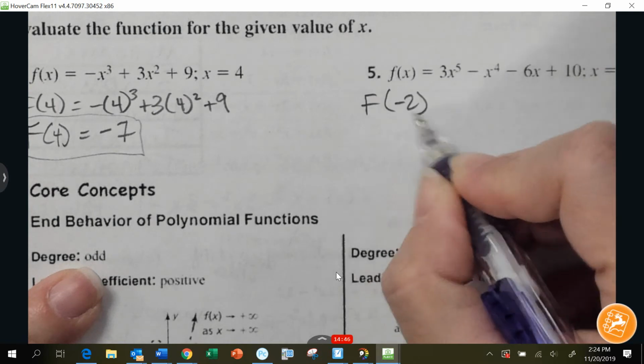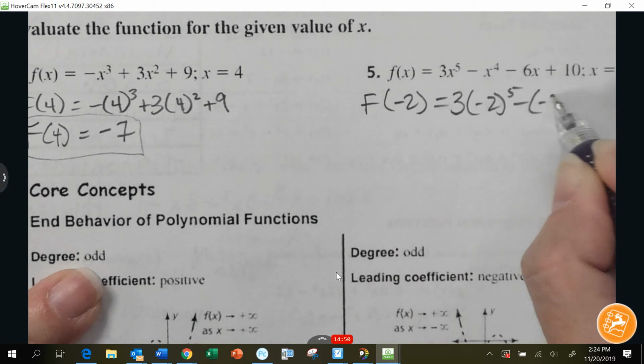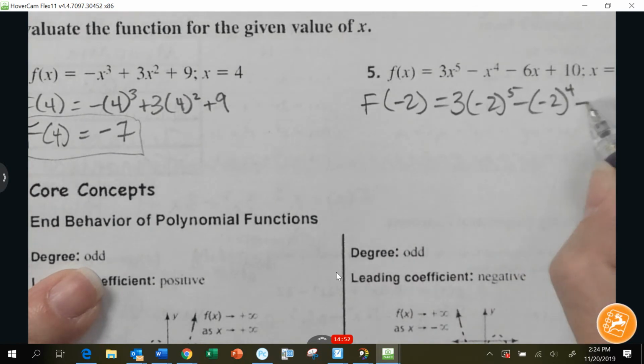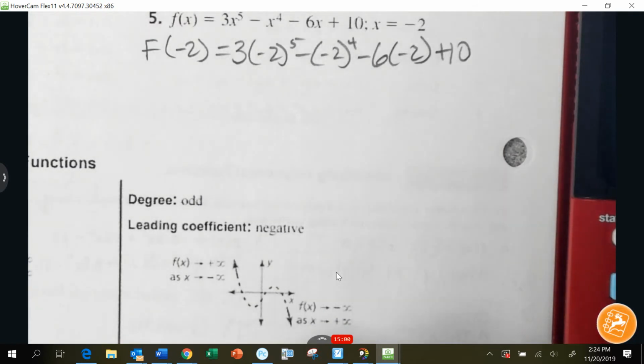So f of negative 2 equals 3 times negative 2 to the 5th minus negative 2 to the 4th minus 6 times negative 2 plus 10. I'm going to type that in my calculator as fast as I can, which is not very fast.